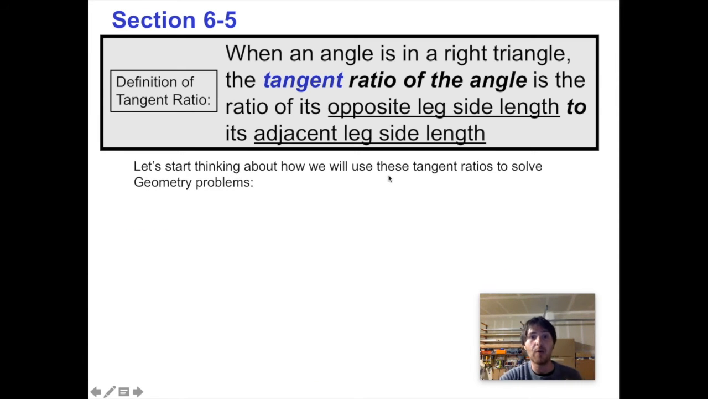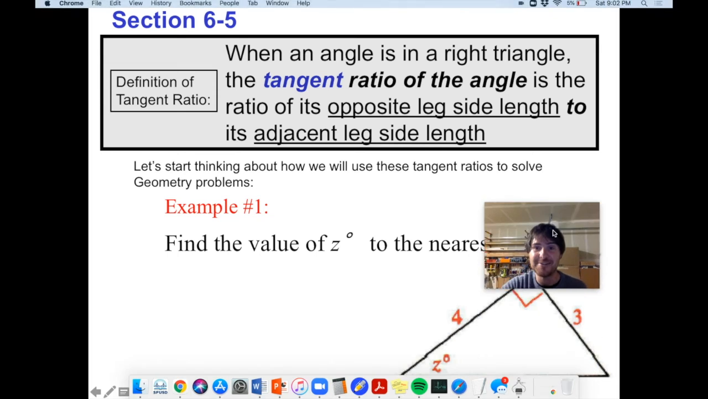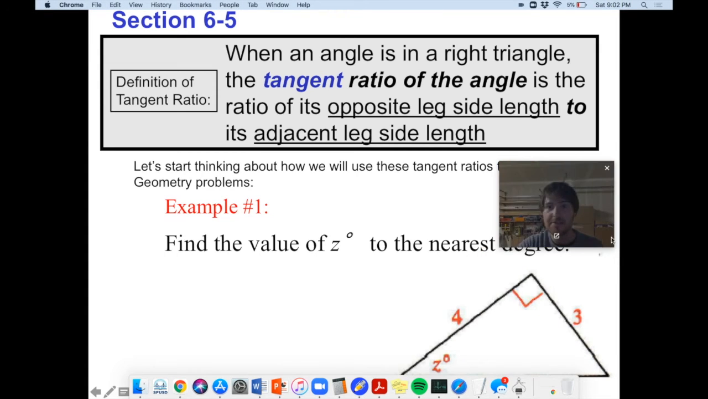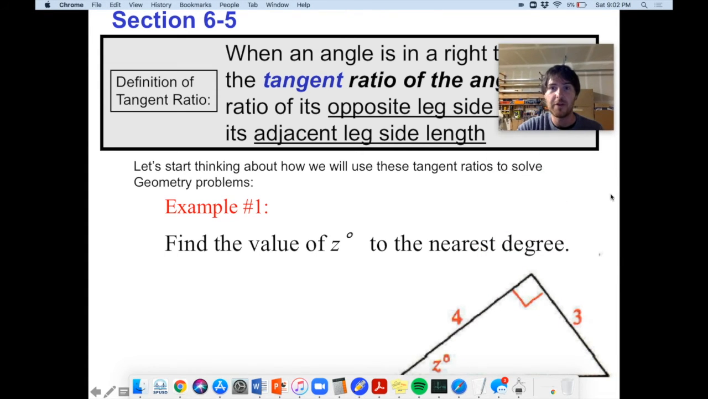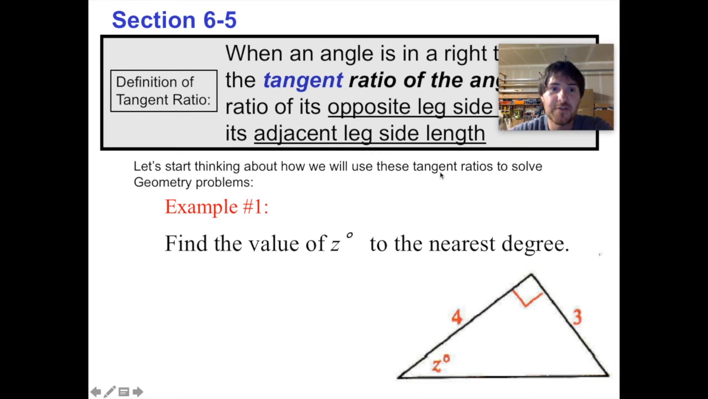Let's start thinking about how we'll use these tangent ratios to solve geometry problems. Shall we? Let's do it. Example number 1. Oh, check it out, it's from the textbook. They gave us this as an example problem. Maybe I'll move it up here and block the definition for a second. It says, example number 1, find the value of z degrees to the nearest degree. What do we have? This must be our reference angle right here.